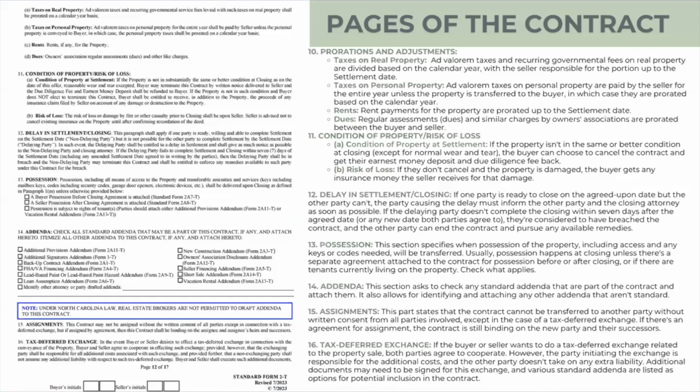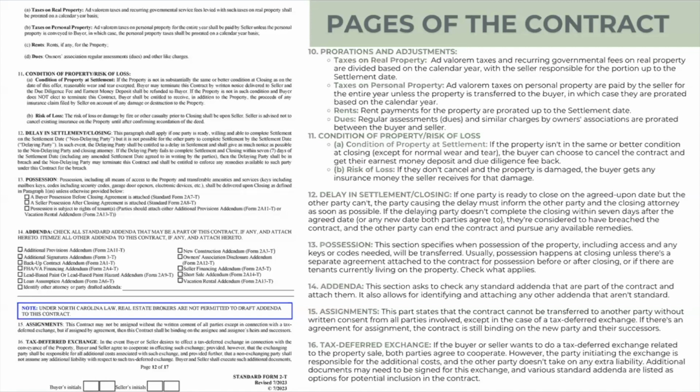Taxes on personal property. So ad valorem taxes on personal property are paid by the seller for the entire year unless the property is transferred to the buyer, in which case they are prorated based on the calendar year. Rent payments for the property are prorated up to the settlement date, and regular assessment dues or similar charges by owners associations are prorated between the buyer and seller.